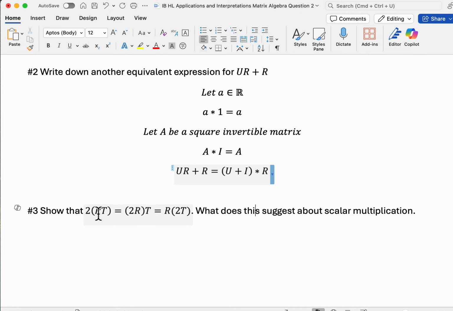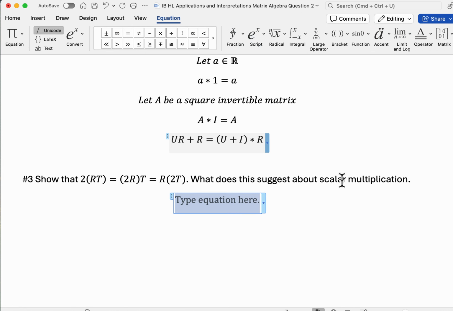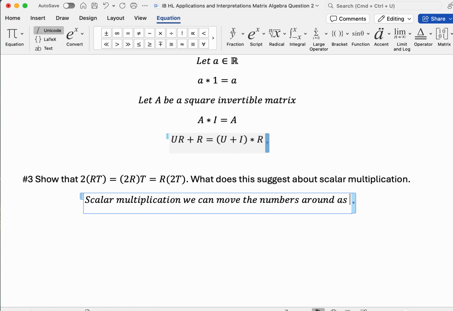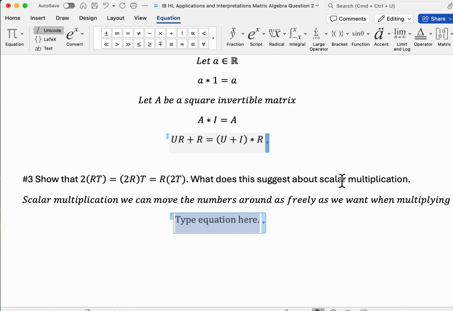Now show that 2(RT) equals (2R)T, and that equals R(2T). And what does this suggest about scalar multiplication? Well, that's true because, unlike matrix multiplication, with scalar multiplication we can move the numbers around as freely as we want when multiplying. So then that explains that. I hate to say this word because it sounds pedantic, but this is obviously true for that reason.